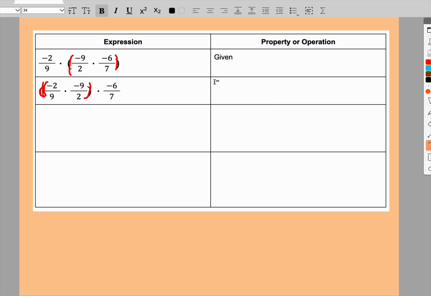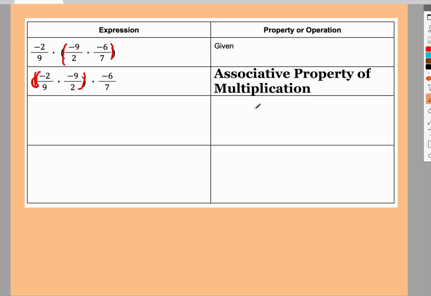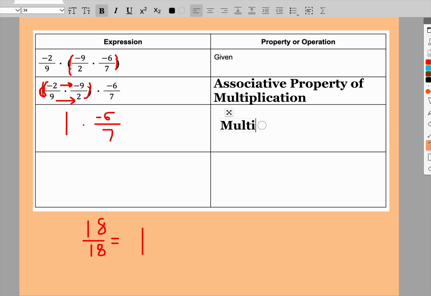What this means is that we use the associative property of multiplication. The associative property changes the grouping, not the order. So in my grouping, I'll multiply here. Again, same idea. 9 times 2 is 18. 2 times 9 is 18. So I would have 18 over 18. I'm just going to show my thoughts down here. And I've got negative times negative, so that's going to be a positive 1. I got negative 6/7. Okay, and then my justification here is we multiplied, so multiplication.